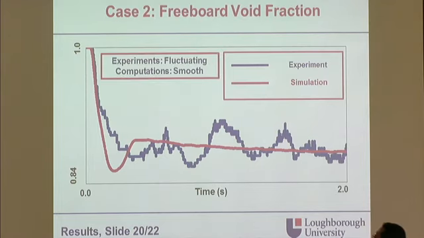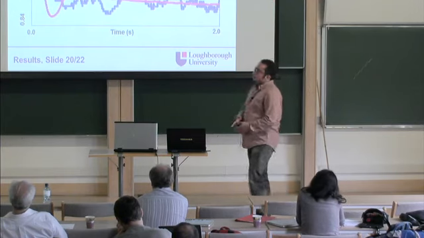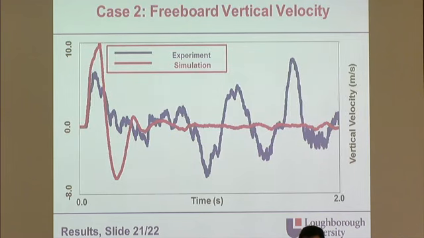So for the experiments we have this fluctuation in the void fraction, and for the simulations we have a bit smoother curve here. This is the vertical velocity comparison in the freeboard region. As we see here, this is the simulations. It is mostly constant at zero in this range, and this is still fluctuating for the experiments. So there are some discrepancies here also.